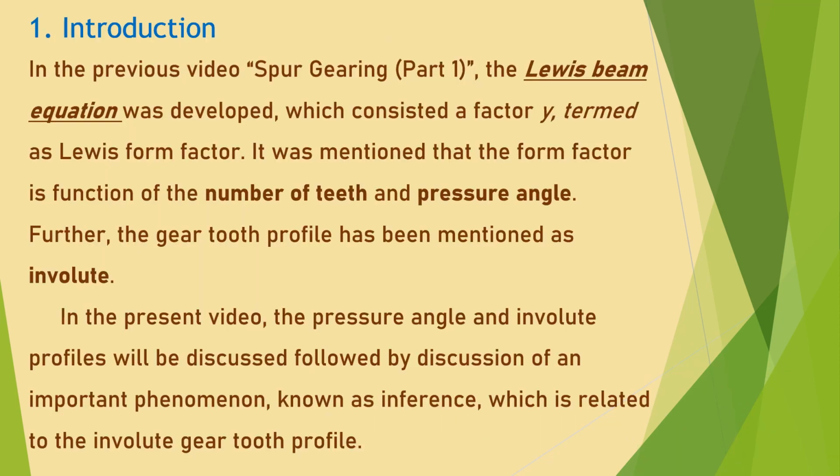The Lewis beam equation, which was developed in the first video on spur gearing, consisted of a factor Y which was termed as the Lewis form factor. It was mentioned that the form factor is a function of the number of teeth on the gear and the pressure angle. Further, it was mentioned that the gear tooth profile is involute.